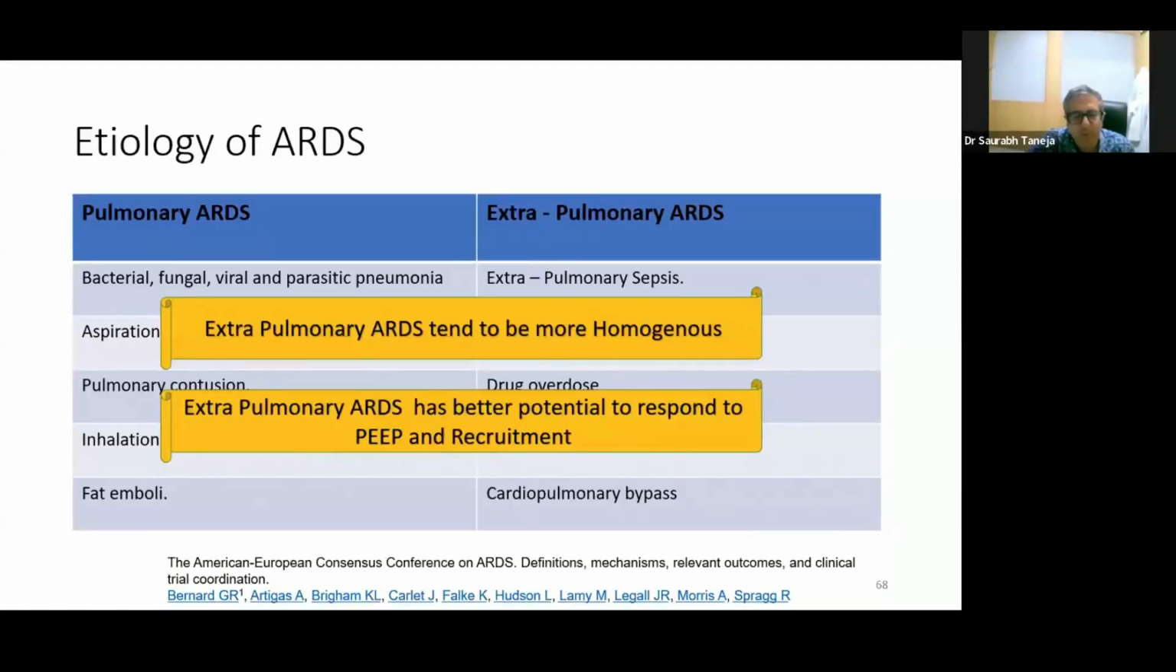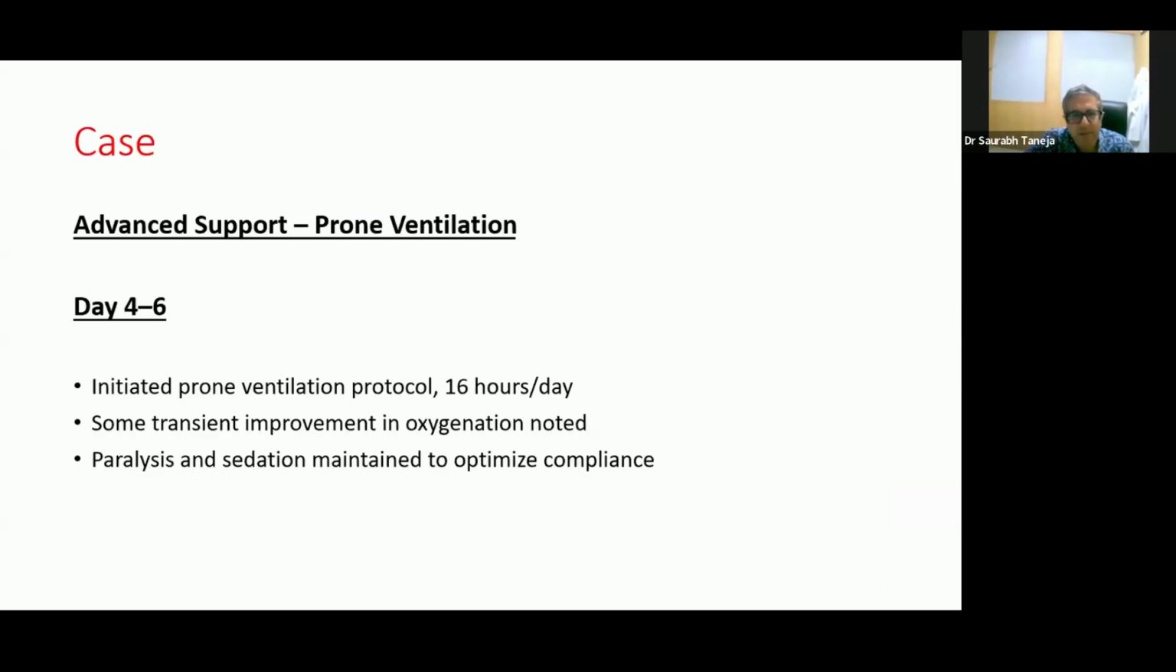And when we talk about recruitment, extrapulmonary ARDS has better potential to respond to PEEP and recruitment. Next. So initially, when the patient came to us, a decade back, if you ask me, we used to do recruitment strategies, but because of the side effects, we don't do it nowadays.